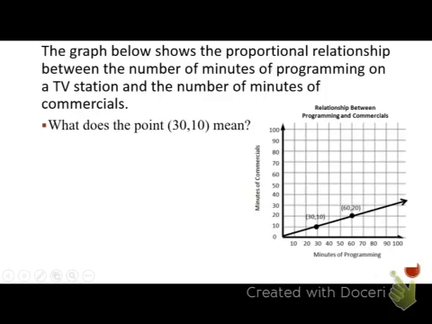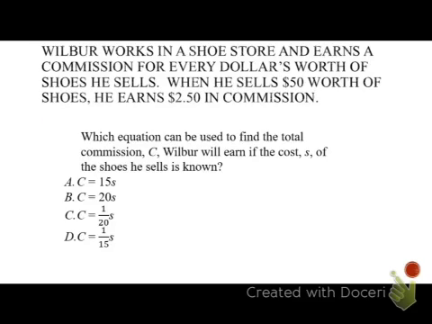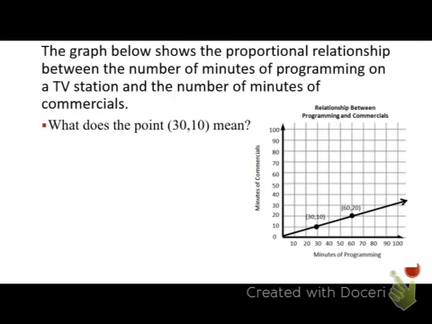The graph below shows the proportional relationship between the number of minutes of programming on a TV station and the number of minutes of commercials. We want to know, what does the point (30, 10) mean? The point (30, 10) is right here, in which 30 is your x value and 10 is your y value, meaning that for 30 minutes of programming, there are 10 minutes of commercials.